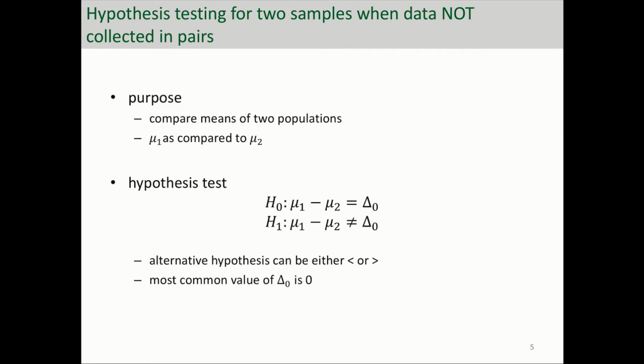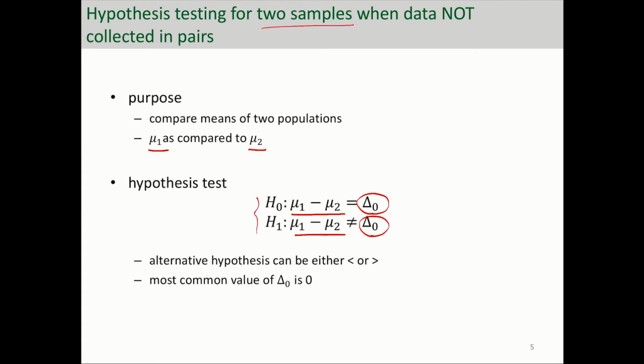So, hypothesis test for two samples when data is not paired. And in those cases, we're essentially testing the difference between mu1 and mu2. And this is how we set up our null and alternative hypothesis. We're looking at mu1 minus mu2, whether it's equal to delta naught or not equal to delta naught. And this delta naught is some value that you pick.